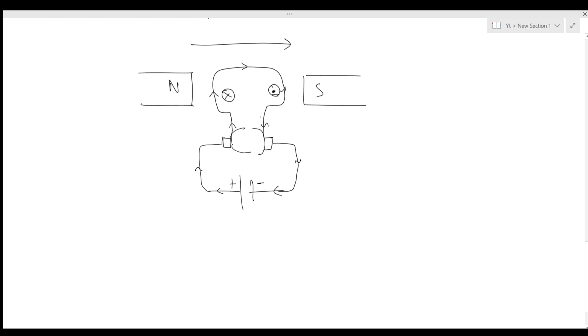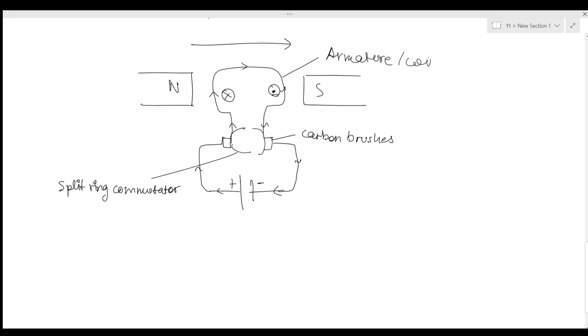Okay, before getting onto the mechanism, let's label everything. So you have to know this diagram, or at least the apparatus used. So this is known as the split ring commutator. This is the battery and this is the wire. I don't need to label that. These are the carbon brushes, and these are used because they are inert, so they don't react and conduct electricity or use up any of the electricity. And this is known as the armature, or you can also refer to it as a coil.